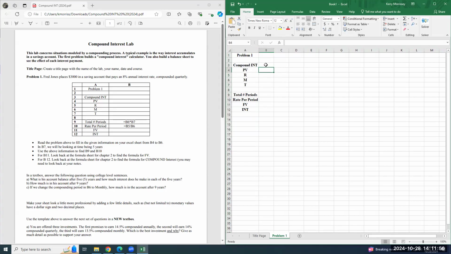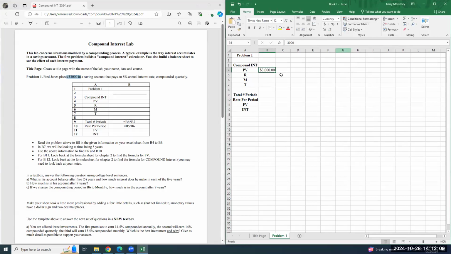So what is our PV amount? Well, it says Fred Jones places $3,000 into a savings account. So we have $3,000. And this is a monetary value, so let's put currency on this. It says in a savings account that pays an 8% annual interest rate. So your rate here is 0.08. And it's compounded quarterly. So quarterly is our M. So quarterly means 4.